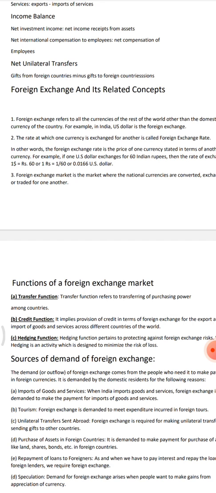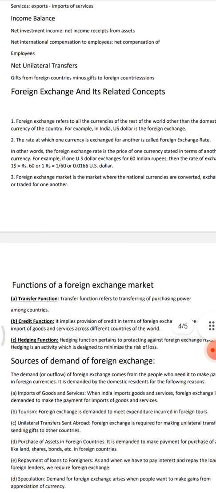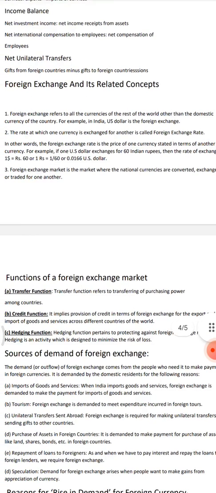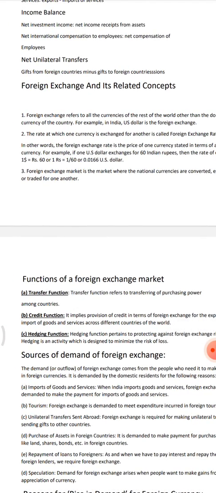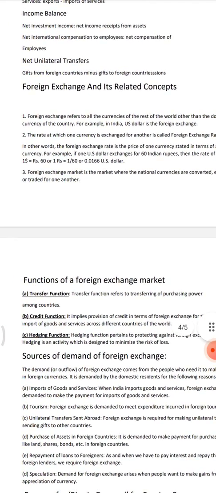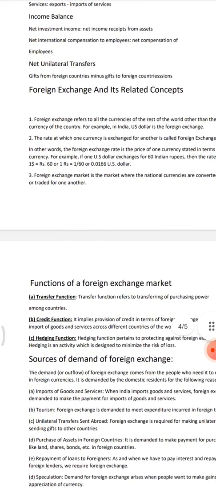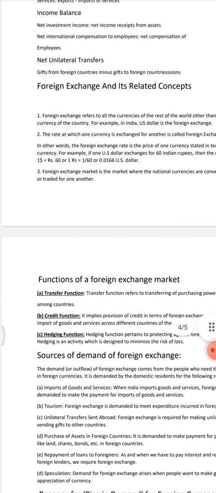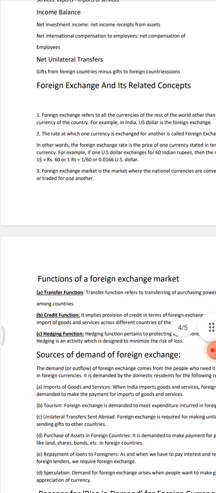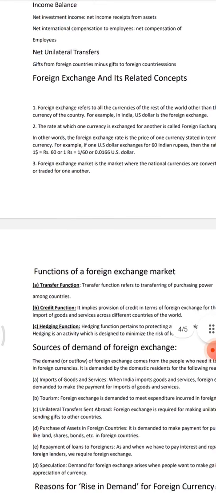Today's topic is foreign exchange and its related components. So what is foreign exchange? It refers to all the currencies of the rest of the world other than the domestic currency of the country. Means in India, the US dollar is a foreign exchange. Foreign exchange includes all the currencies of the world except the country's own currency. Like the rupee is India's currency, and this will not be included in foreign exchange.